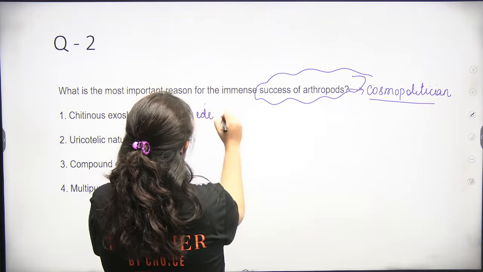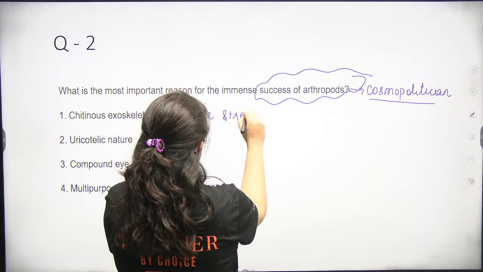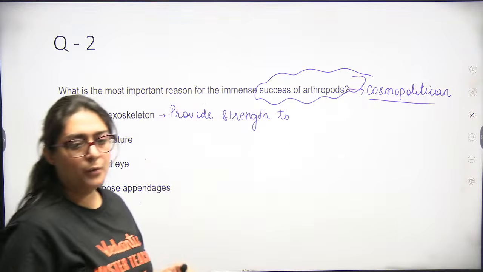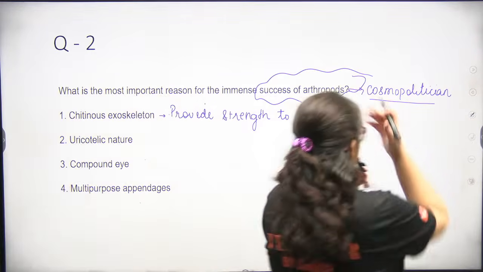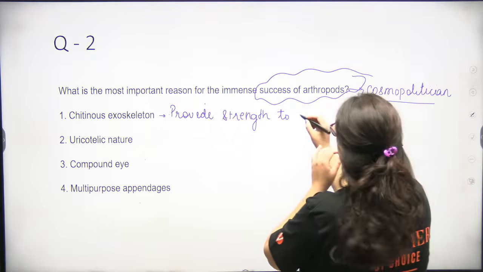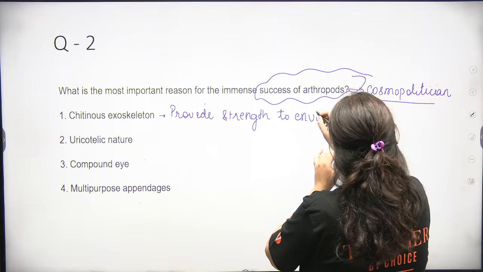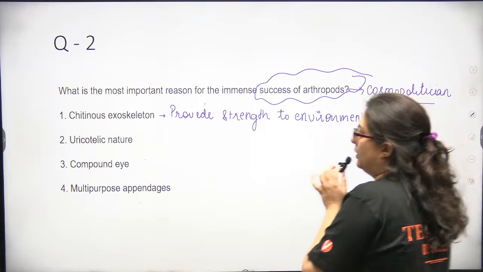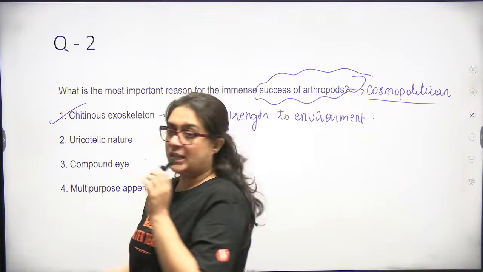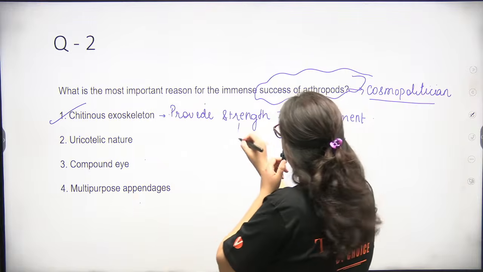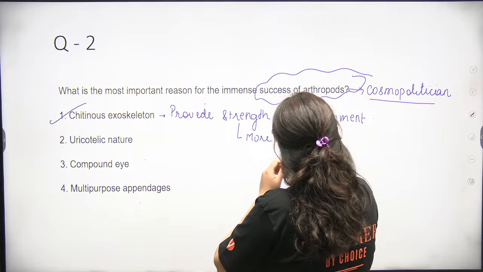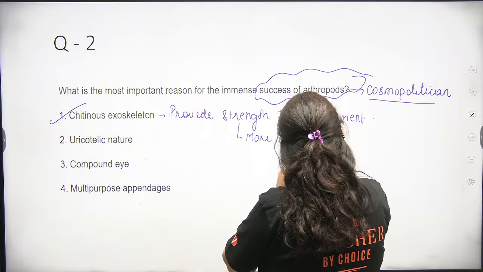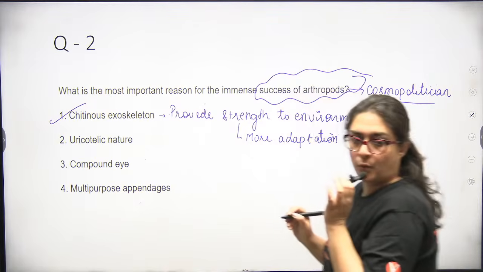Chitinous exoskeleton provides strength to the environment, more adaptation. Okay, more adaptation.